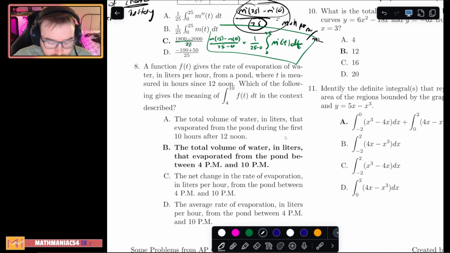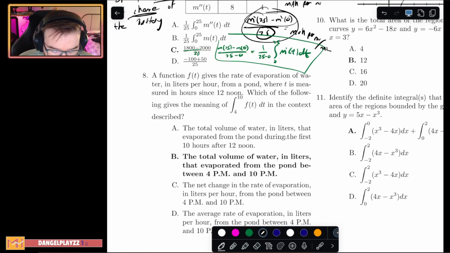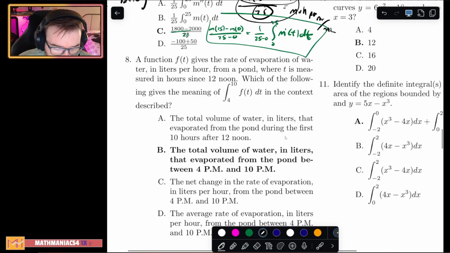The function f gives the rate of evaporation of water in liters per hour from a pond, where t is measured in hours since 12 noon. Which of the following gives the meaning of the integral from 4 to 10 of f of t dt in the context described?